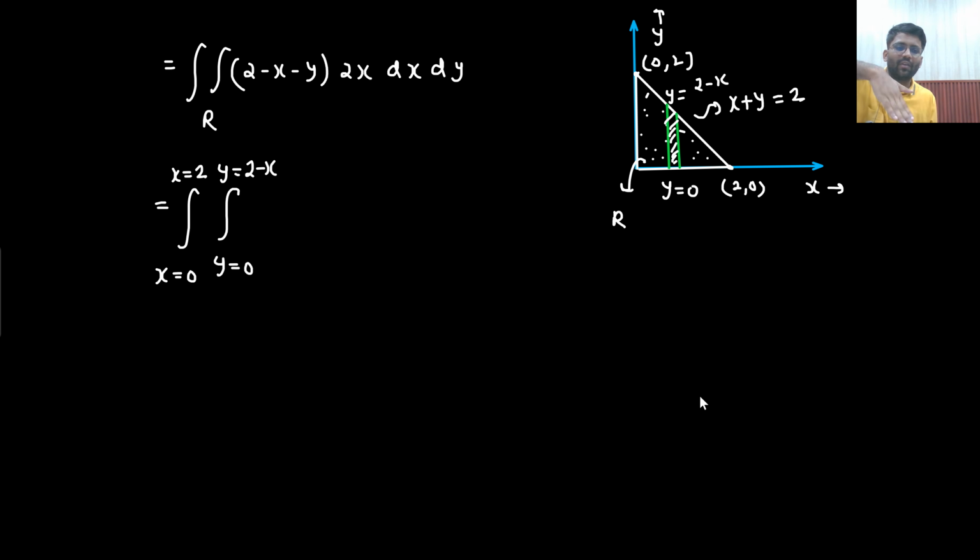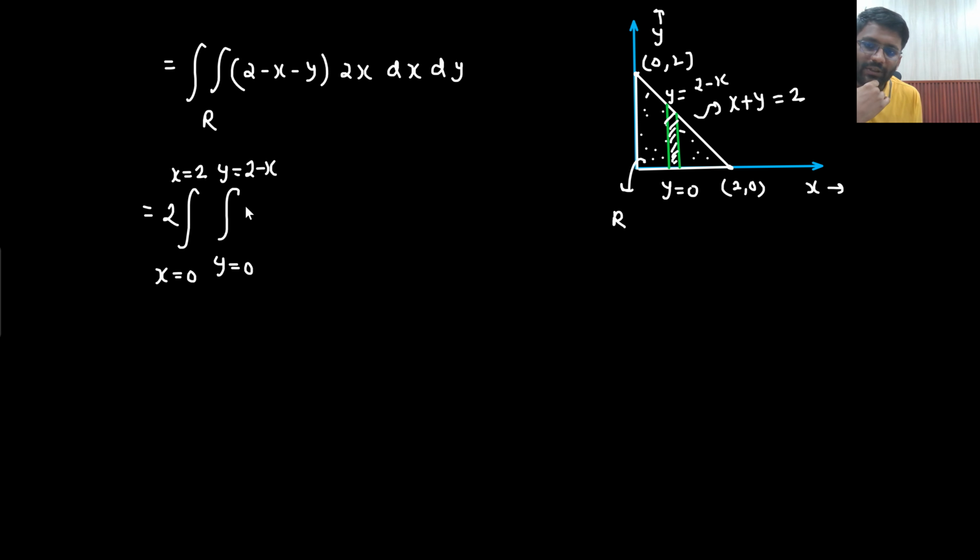So why have you taken a vertical strip? You could have taken the horizontal strip as well. Yes, a horizontal strip also we could have taken, but we are more comfortable with the vertical strip. That's why I have taken the vertical strip. This 2 is a constant, it can be taken outside.